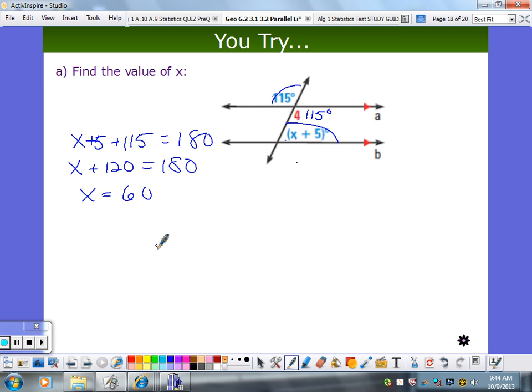Now, again, this is where you have to read the questions carefully. It said find x, so I'm done. Sometimes it says find the measure of the angle. So read those questions carefully. Don't just stop after you solve the equation.